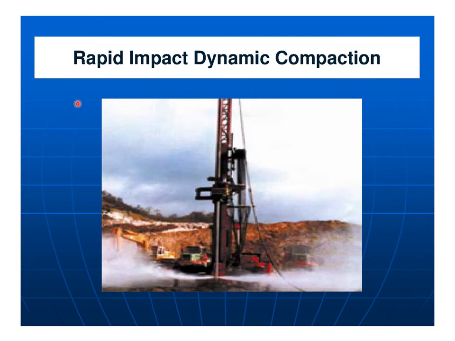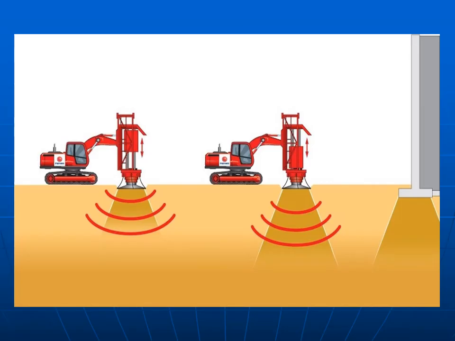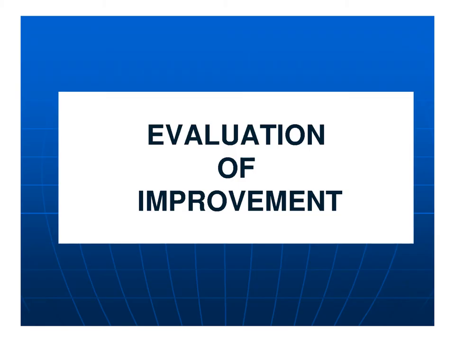And this is the rapid impact dynamic compaction. So impact dynamic compaction can be done rapidly by using this type of device. So here you can see that by lifting this assembly and dropping it on the soil like this, we can compact that ground. Evaluation of improvement.